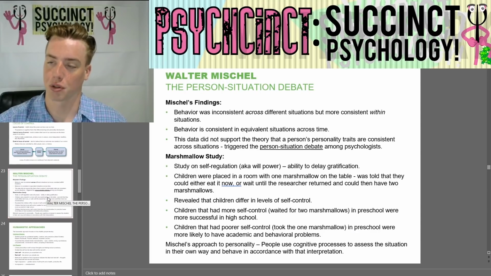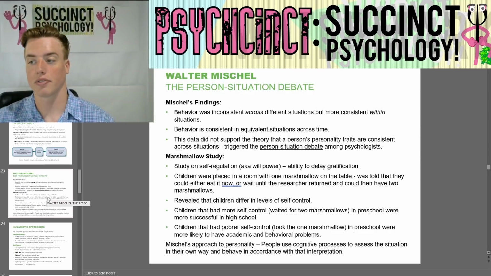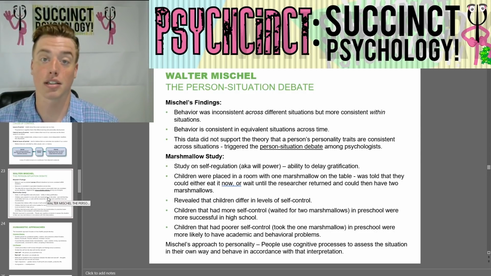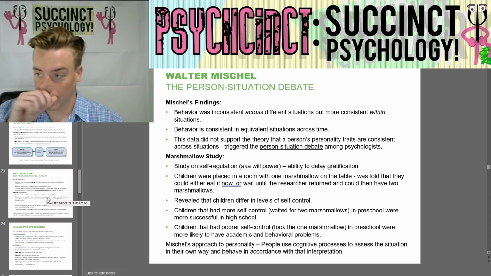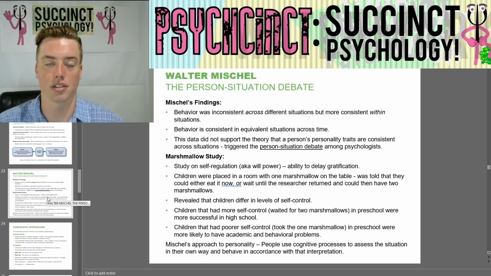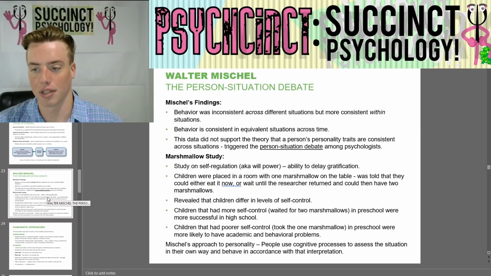So Walter Mischel, the person-situation debate. Mischel's findings were that behavior was inconsistent across different situations, but more consistent within situations. Behavior is consistent in equivalent situations across time. This data did not support the theory that a person's personality traits are consistent across situations, and triggered the person-situation debate among psychologists.